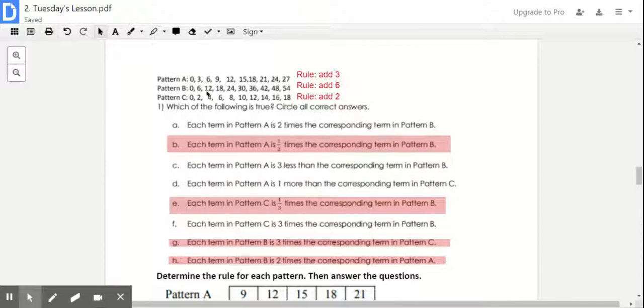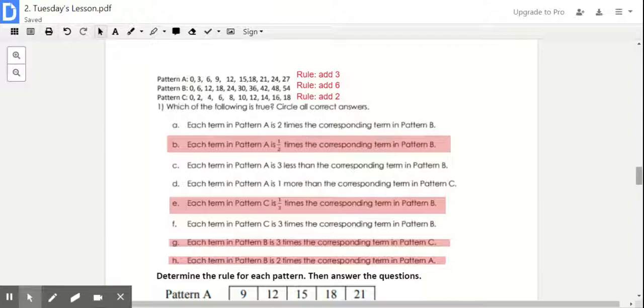So we keep on looking at those corresponding terms and how they relate to each other here. Okay, last one, H. Each term in pattern B is 2 times the corresponding term in pattern A. What do you guys think? Correct. This is correct because if I look at pattern B, I know that it is going to be 2 times what I'm getting in pattern A. So I can look at the corresponding terms 3 from pattern A and 6, and I know 3 times 2 equals 6. Going down the line, 6 times 2 equals 12. 9 times 2 equals 18.